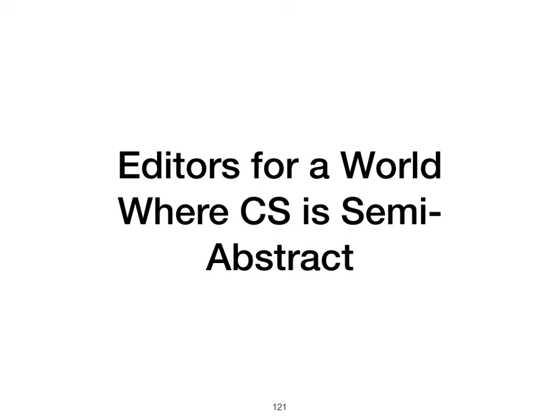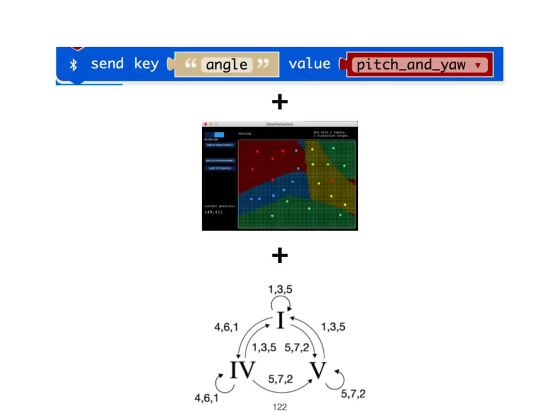We need editors for a world where CS is only semi-abstract. We need editors that enable programmers to work with and combine representations that are native to different domains and that have the most expressive power possible. Text as a least common denominator will only get us so far, and we can do better.